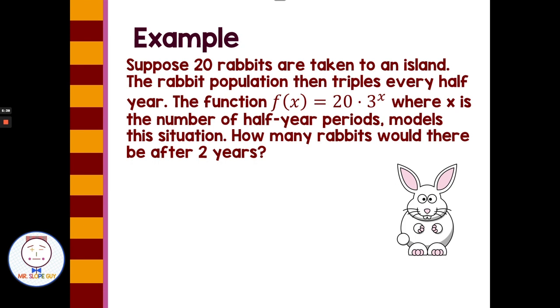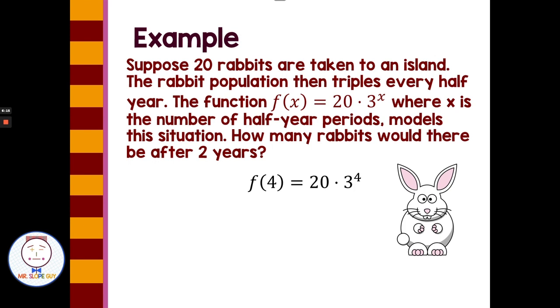This is a great function. It shows us some great parts here because we have triples, which is why we have a 3 here. We start with 20 rabbits, which is why we have a 20 here. And the x is the number of cycles, or the number of times it triples. We're told in the word problem it triples every half year for 2 years. Well, if it's tripling every half year for 2 years, it's tripled 4 times. So the value that's going to go in for the x is going to be 4 because we had 4 cycles or 4 different frequencies of tripling.